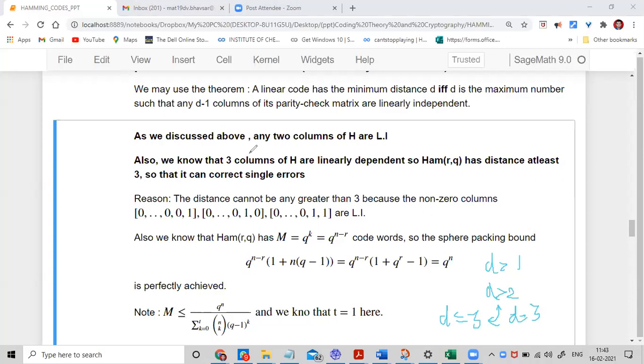But how do you know that when I give 3 columns which are linearly dependent, the distance is less than or equal to 3? That is the question you need to ask. I proved it earlier. That is the place you need to think about.